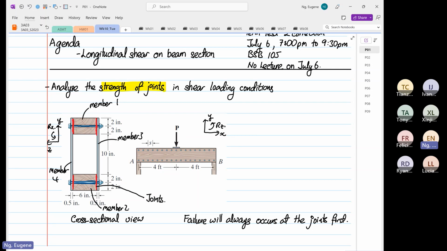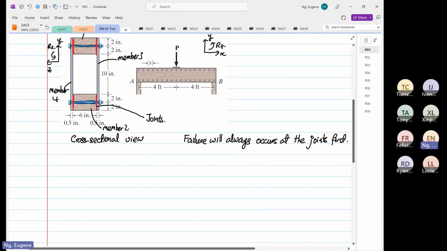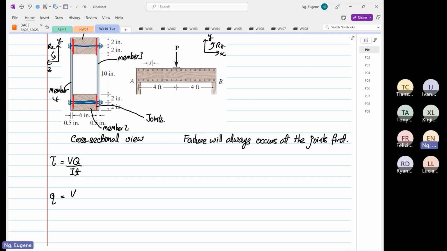So the formula that we're going to use on this, there's a new formula. The shear stress formula that we're going to use is still the same: this is VQ over IT. And the next formula we're going to use, which is the shear flow q, is equal to VQ over I. And we know the units over here are Newton meter cubed over meter to the 4th, so it's Newton per meter.